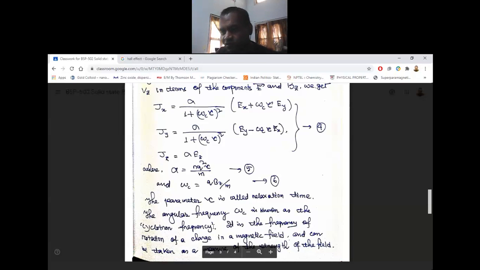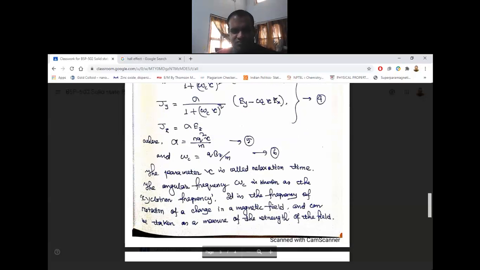So what is cyclotron frequency? It is not required for you to know now. This will be required in MSc, maybe in your MSc condensed matter physics class. But anyway, you remember that this is cyclotron frequency.